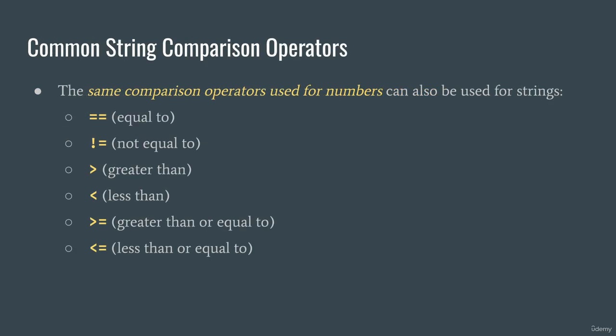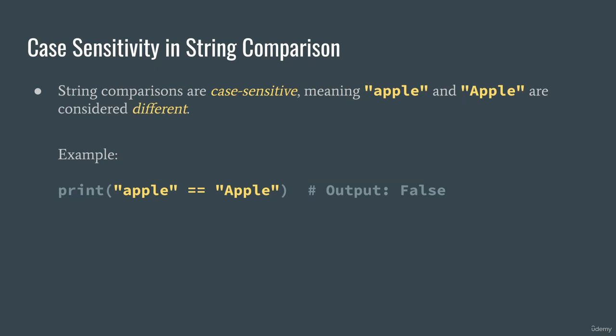Just like with numbers, we can use common comparison operators to compare strings. The most used ones are double equals for checking if two strings are equal, not equals for checking if they are different, and greater than and less than for comparing which string is greater or less in lexicographical order. String comparisons are case sensitive, which means that capitalized apple and all lowercase apple are considered different strings.